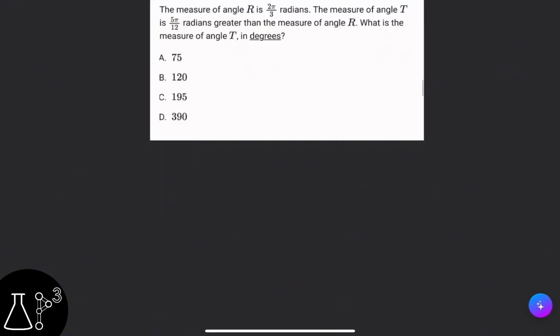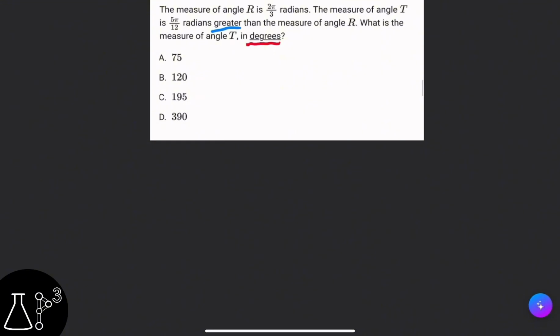Now let's do the same concept but with a trickier question. The angle measure of r is 2 pi divided by 3 radians. The angle measure of t is 5 pi divided by 12 greater than the angle measure of r. What is the angle measure of t in degrees? There's a lot of things that this question gives you, so let's go over every single thing that's given.